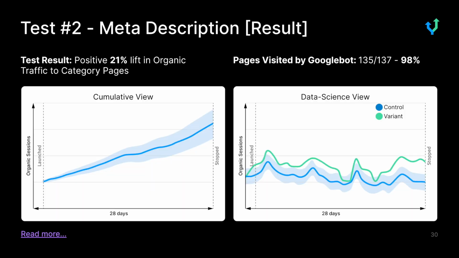And it did. They saw a 21% increase in organic traffic to their category pages from running this test. You can also read more about this test in a case study that we have on the SEMrush blog.